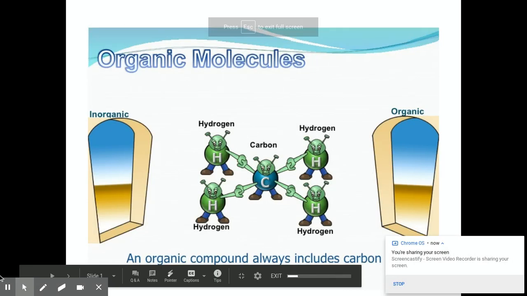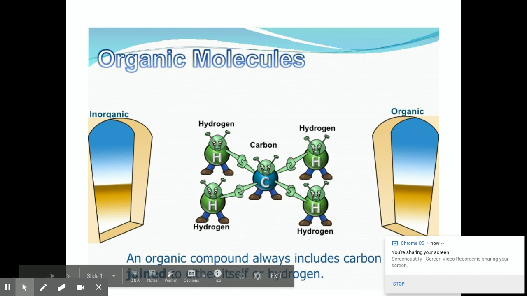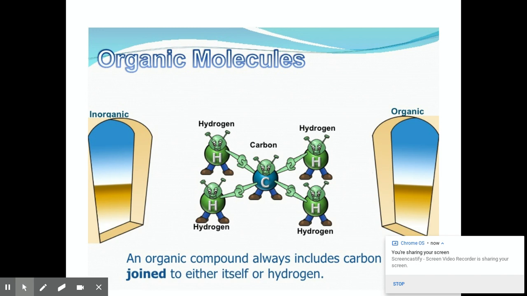Okay, today we're going to talk about organic molecules. What separates organic chemistry from inorganic chemistry? It depends on the actual compound that you're studying. The organic molecules, the organic compounds, they always include carbon joined either to itself or to hydrogen. So you've got to have both carbon and hydrogen for an organic molecule.